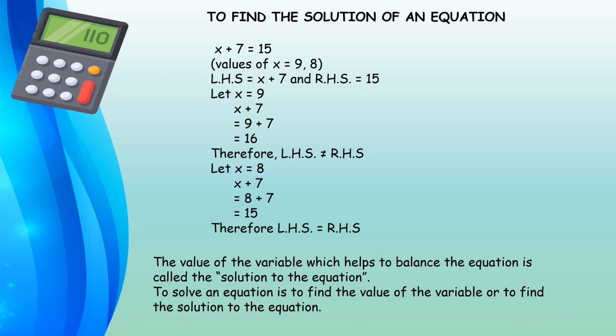As we have done in the previous question to find the value, so to find the solution of an equation, x plus 7 equals 15. Here the values of x are given as 9 and 8. So LHS is x plus 7, that is the left hand side, and RHS is 15. So we'll substitute the value 9 in the place of x in the equation.